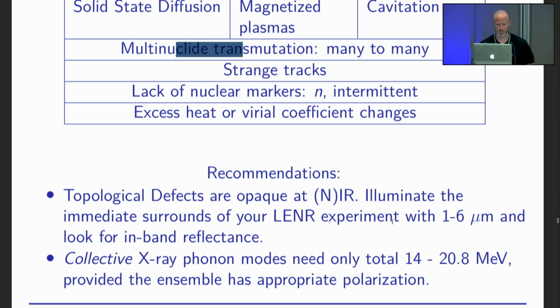And the second recommendation is that the collective X-ray phonon modes need only to get up to either 14 MeV or 20.8 MeV if you want to get to a full monopole. But there's a caveat with that, and that is that the ensemble of charge needs to have an appropriate polarization.